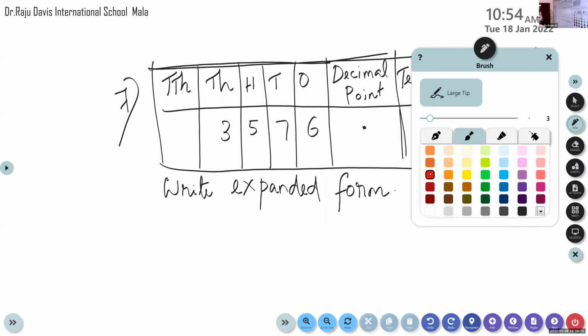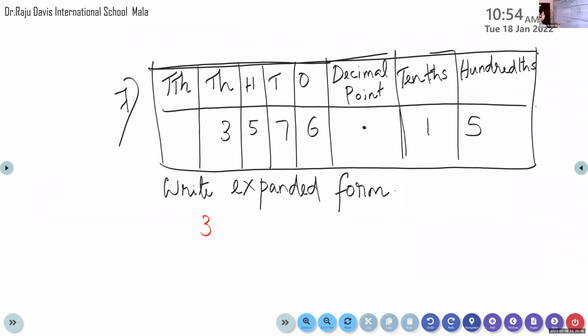How to write the expanded form of the number 3576.15. How to read this number, Advaita? 3576.15. Okay. Here we have 3 in the thousands place.